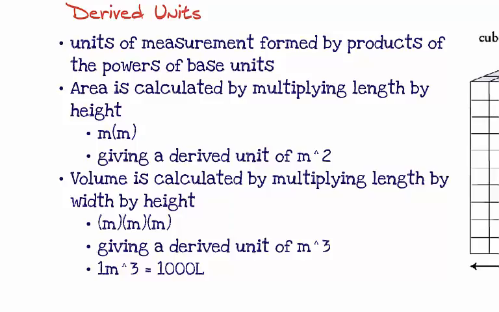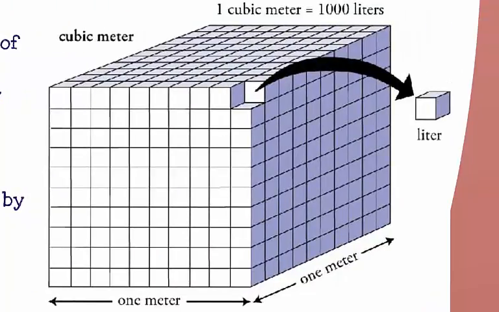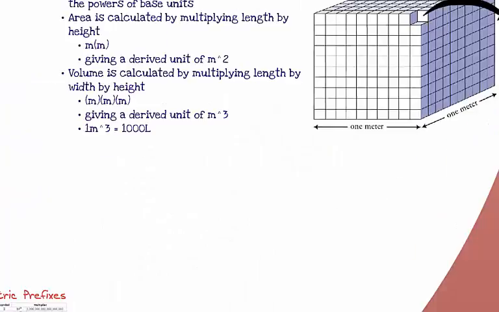One thing to note as well is that 1 cubic meter is equal to 1,000 liters. So there you go, 1 cubic meter equals 1,000 liters. So one portion of that equals 1 liter.